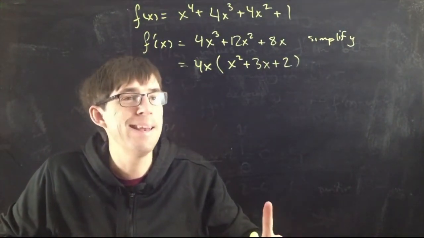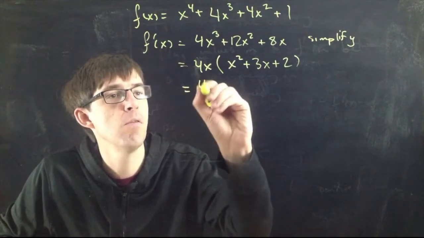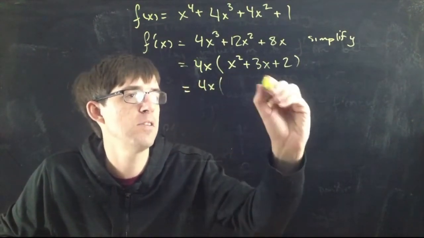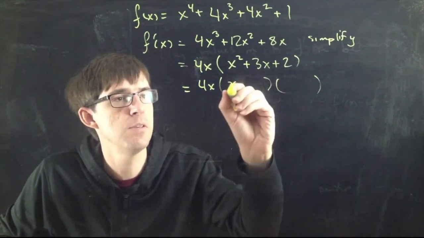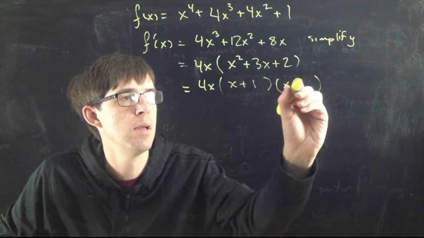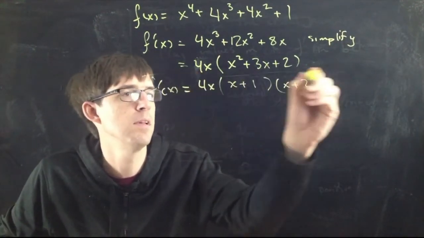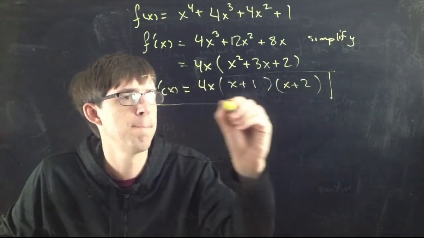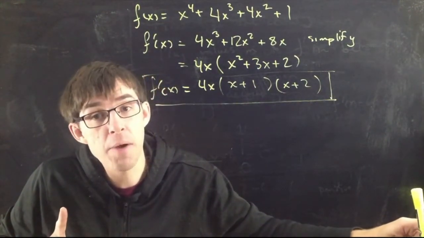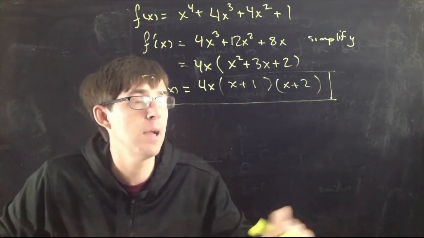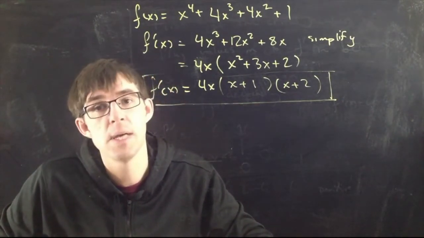And now, actually, we can continue. We can factor this. 4x out here. What are the factors of that? They have to multiply to be 2 and add up to be 3. I think they're 1 and 2. So x plus 1, x plus 2. All right, this is f prime of x. I'm going to put this sort of in a little box. We're going to be using that throughout the rest of this problem. So don't forget about that. F prime of x is 4x times x plus 1 times x plus 2.